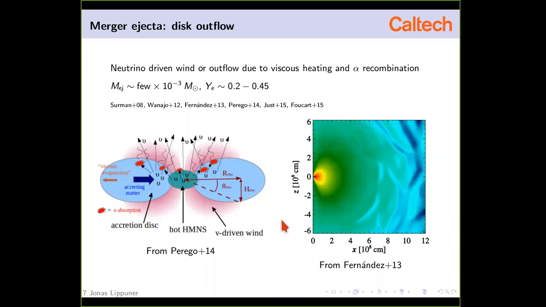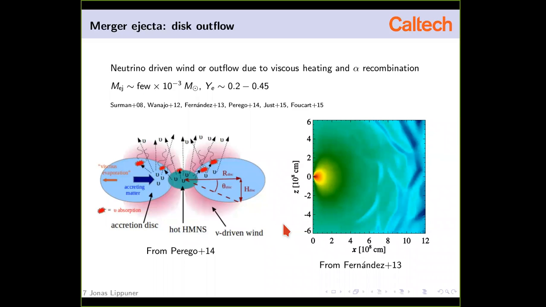And also because it's heavily irradiated by neutrinos and heated up and occurs at a later time, the neutrino radiation increases the Ye of the outflow. So we usually get an electron fraction above 0.2 or so, and then it goes all the way up to symmetry. So those are the different outflows in neutron star mergers.